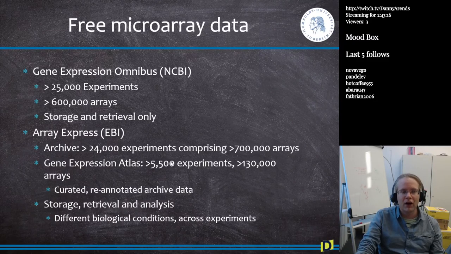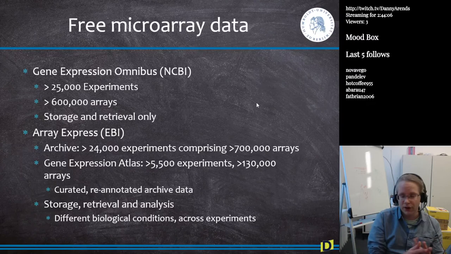They have a very, very big archive, even bigger than the Gene Expression Omnibus. So there are like 24,000 experiments. They have around 700,000 microarrays that you can download. But the nice thing is that they have something which is called the Gene Expression Atlas. And the Gene Expression Atlas is a curated, re-annotated part of their archive data. So that means, again, that a human looked at it and says, yes, this microarray was really done on a B6 mouse on brain tissue at this age of the mouse, right? So they call the researchers and they double check the data, make sure that everything is uploaded correctly and that you can more or less rely that the annotation of the data is correct. It has much fewer experiments, but there are like 130,000 arrays in there.